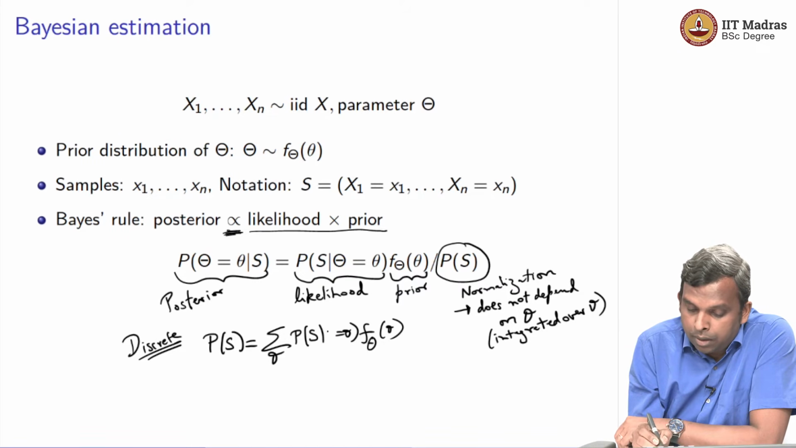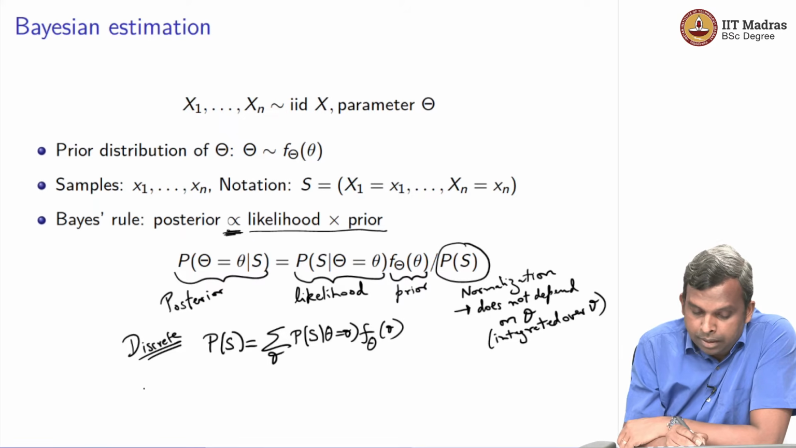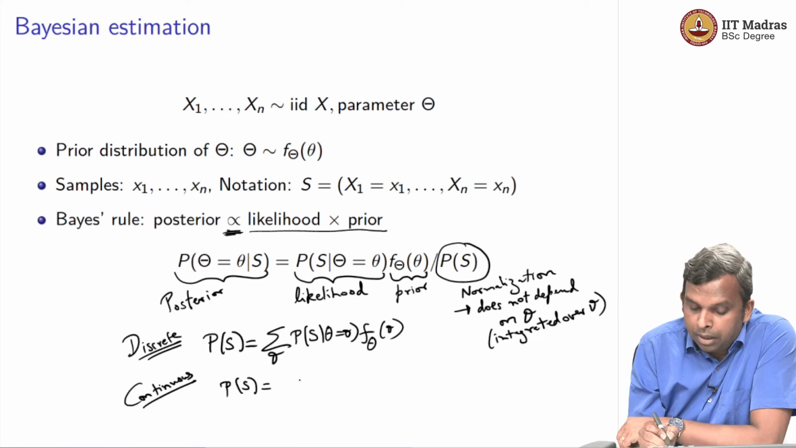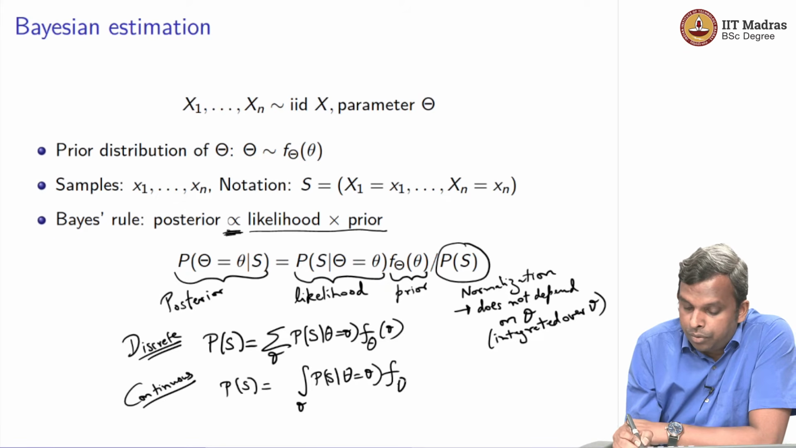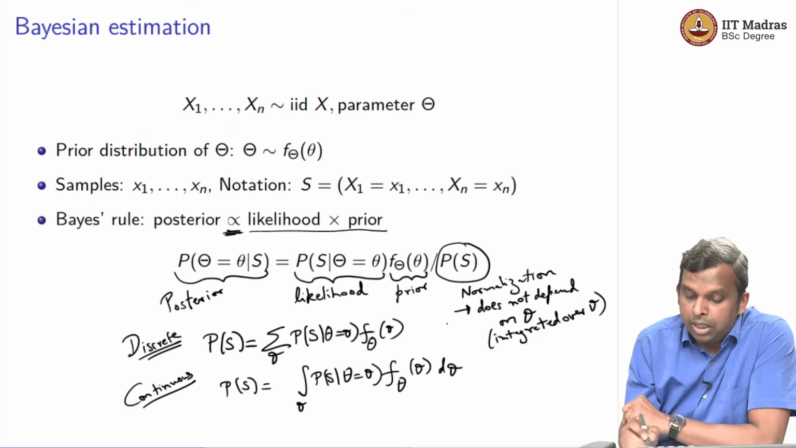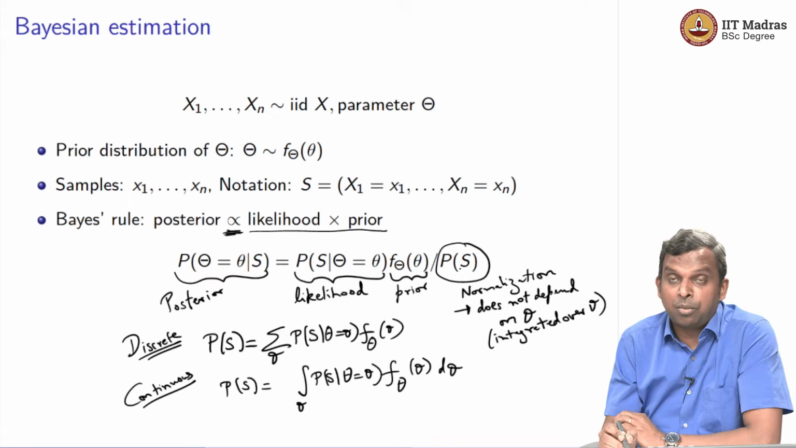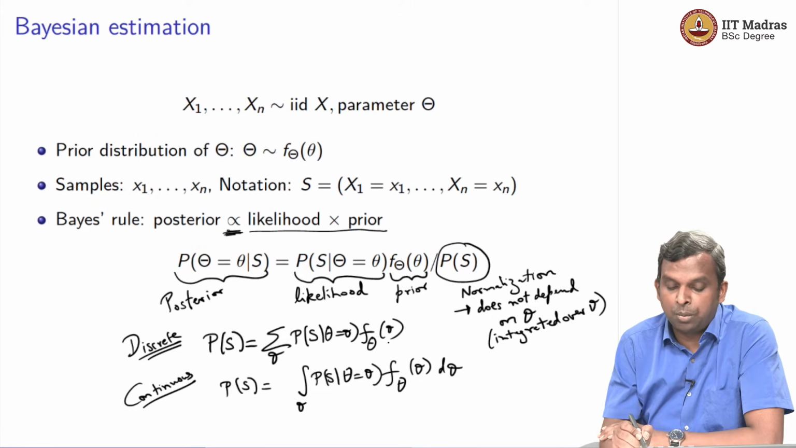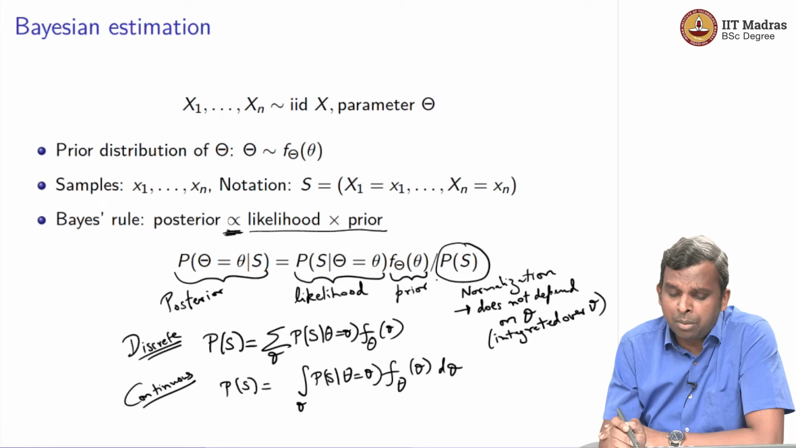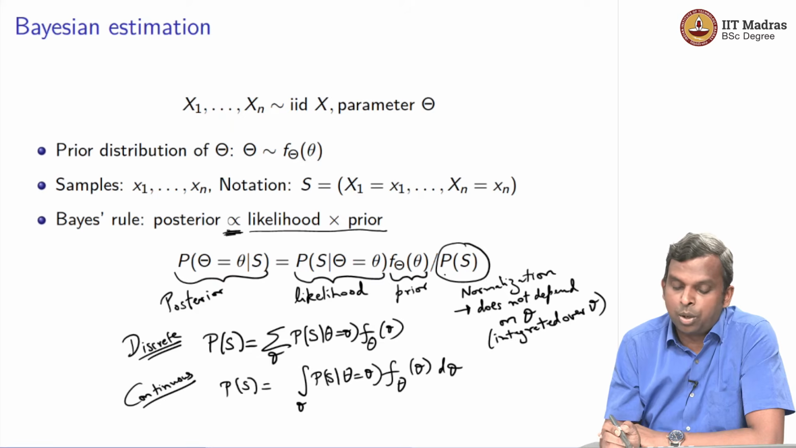Let me write this down carefully. And in the continuous case, you will have P of S being the integral over theta of P of S given theta equals theta, times f theta of theta, d theta. So theta sort of disappears from this P of S. You integrate it out, sum over all possible values. Because of that, the normalization is the same. In some cases normalization may be important, but if you're just comparing different values of the posterior, it's not very important. But if you're finding the posterior mean, then this P of S becomes important. So it's important to keep that in mind.